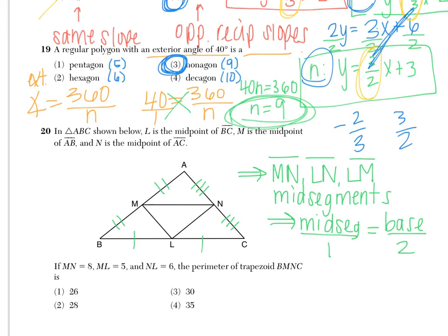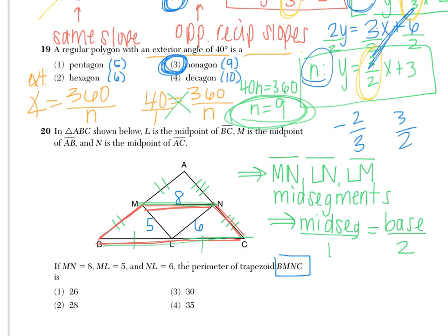So here we're going to label more information. MN is 8, ML is 5, and NL is 6. Find the perimeter of trapezoid BMNC. So I'm going to take a second to highlight that in red. BMNC. And then I'm going to just close it up so we get a nice trapezoid. So we already have one piece of it, the 8 here. But we also need to find the other pieces.